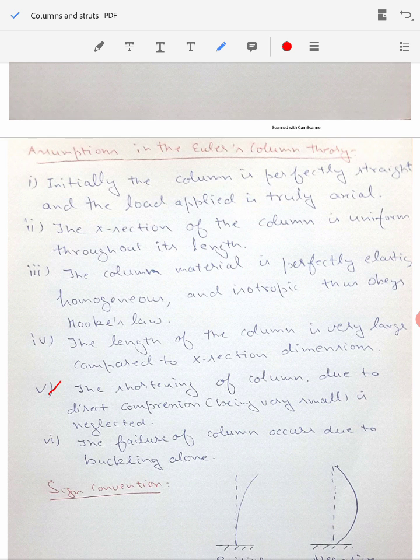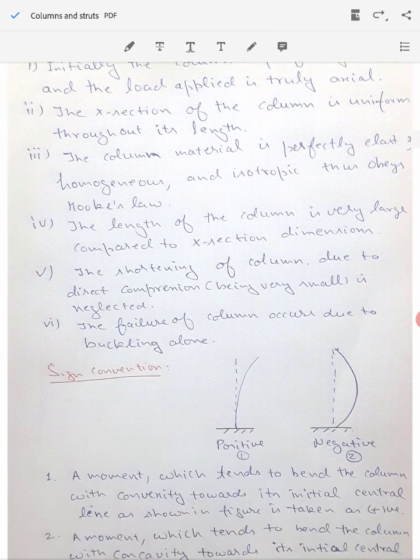So though we are applying an axial load, and because of the application of axial load, there will be axial strain that will be induced, compressive strain that will be induced, but that compressive strain is going to be very small, so we are going to neglect it for the purpose of our derivations. And the failure of the column occurs due to buckling alone. So there is no compressive stress involved in the failure of the column. So we are assuming that the reason for the failure is primarily due to the buckling only.